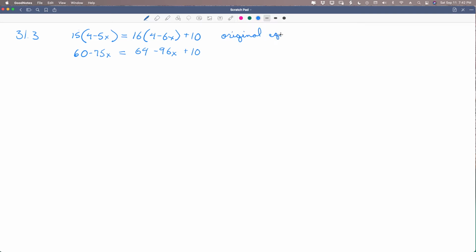If you'll write this down as I do it, then it'll be a whole lot easier. Used distributive property. All right, next step, we are going to add like terms. So 60 minus 75x equals 74 minus 96x. All right, so we added like terms.